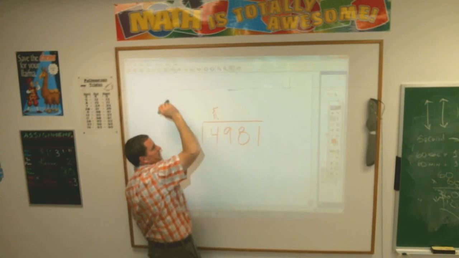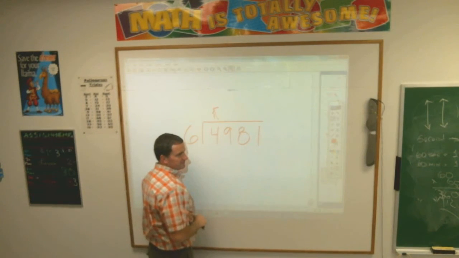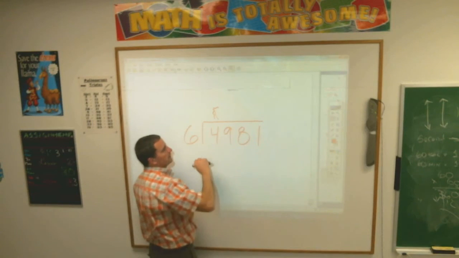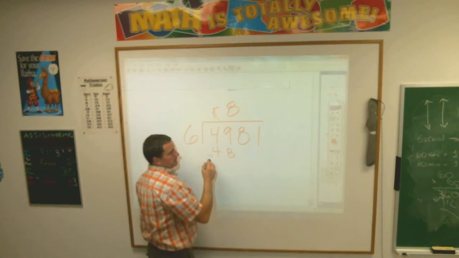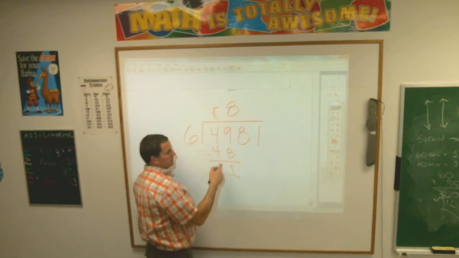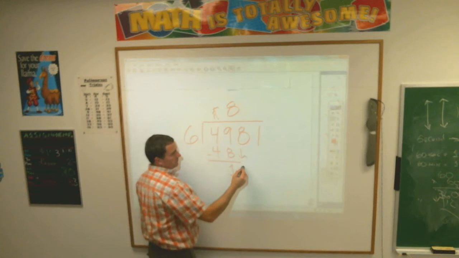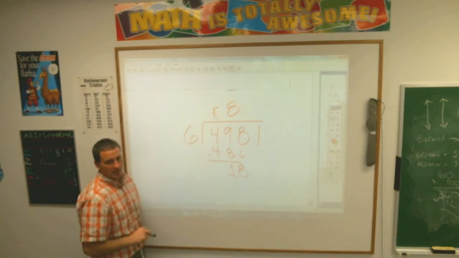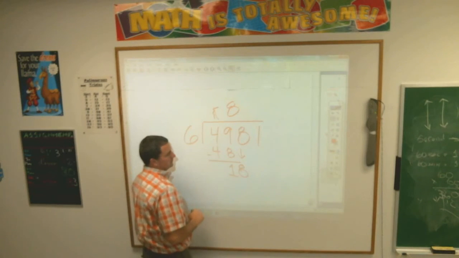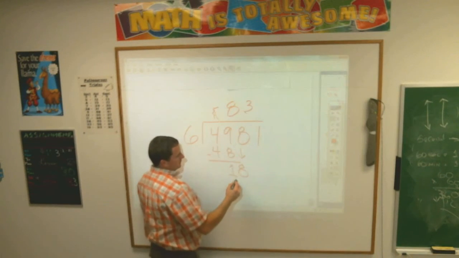You have a second guess for me? Maddie? How about 8? 6 times 8 is 48. Subtract, I get a 1. That's good because that's less than 6. I bring down this number. 6 goes into 18. Brooklyn? 3 times, which is 18.